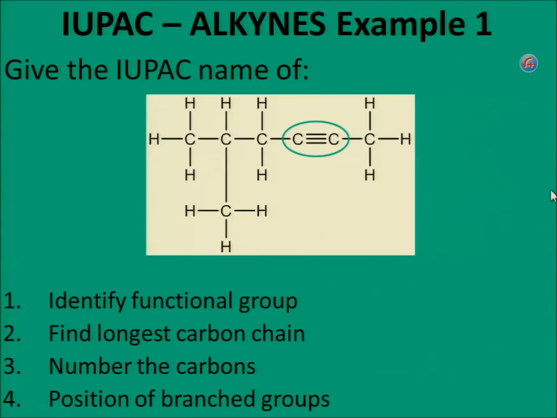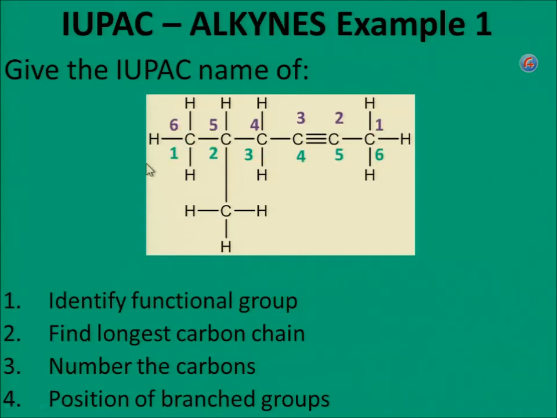Example 1. Give the IUPAC name of this molecule. The first step is always to identify the functional group. The functional group here is a triple bond. Therefore, this is an alkyne and the end part of the name should be -yne. The next step, find the longest carbon chain. There it is. 1, 2, 3, 4, 5, 6 carbons. Therefore, it doesn't matter if you go the linear chain or the branch chain, you have 6 carbons in your longest carbon chain. The next step is to number your carbons.